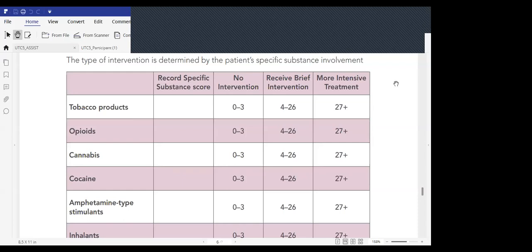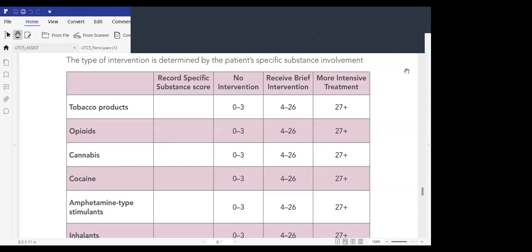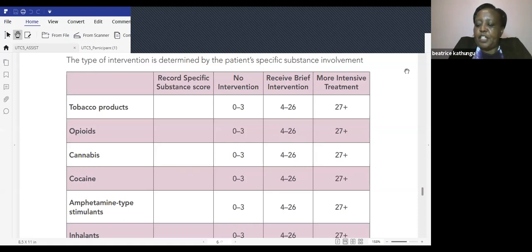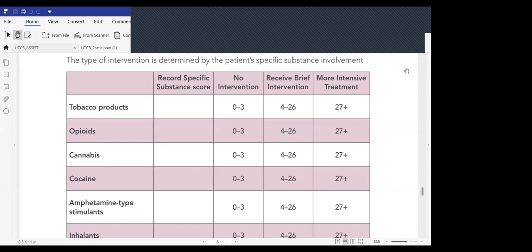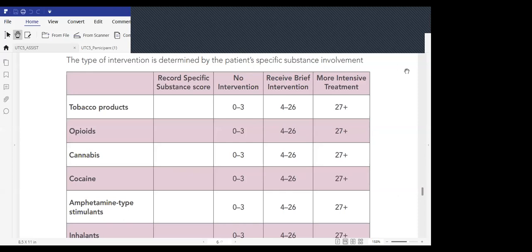Jessica? Yes, he needs brief intervention. Very good. What about for sedatives? Anybody else whose hand is raised? Chitsanzo's hand. Yeah, I will need a brief intervention. Brief intervention for sedatives. Very good. And finally for alcohol, any other participant? I see Grace's hand. Grace, for alcohol, he has a 32. More intervention. You will need more intensive intervention.